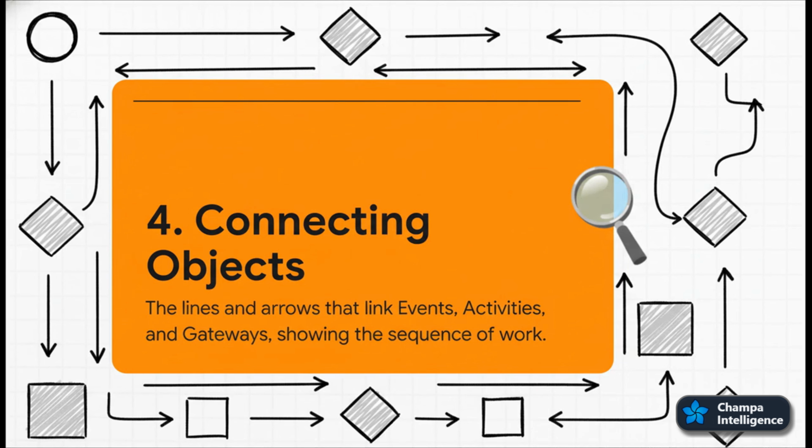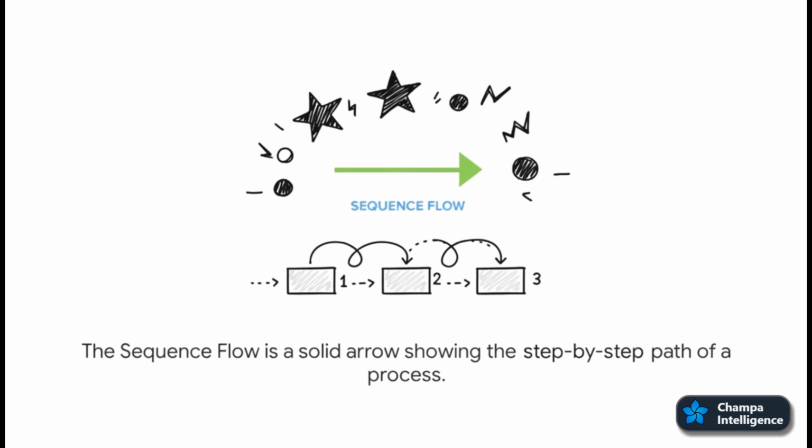Next, we have connecting objects. These are basically the glue that holds the whole diagram together. They're the arrows that show you the flow of work, guiding your eye from one step to the next. The main one you'll see everywhere is called the sequence flow. It's just a solid line with an arrowhead, and it literally points to what happens next. It's what creates that step-by-step path through the process.